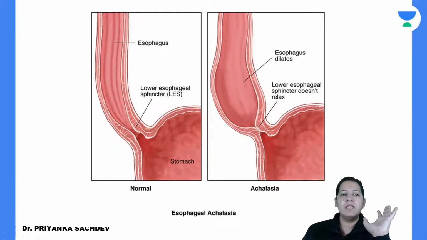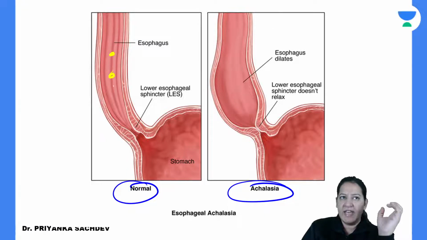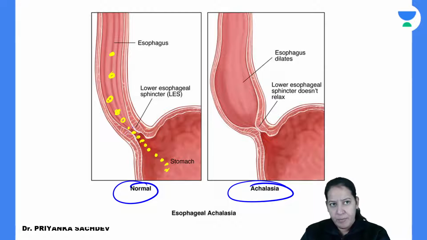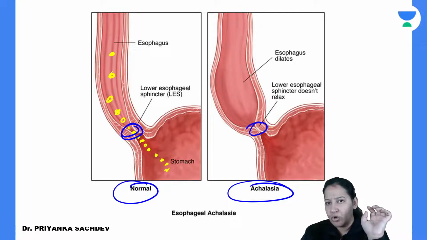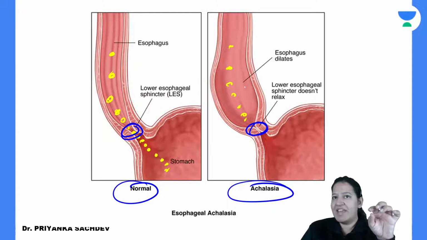So can you see, this is the normal esophagus, this is the achalasia esophagus. So whenever we eat anything, during swallowing, can you see the LES opens a little bit and transmits the food particle from the esophagus to the stomach. It is opening here. But see, in achalasia, it is not opening. Even on swallowing the food particle, it is not opening. So food particle will gather here only.